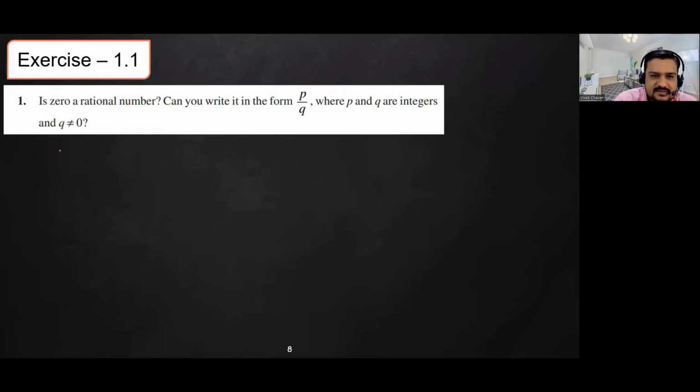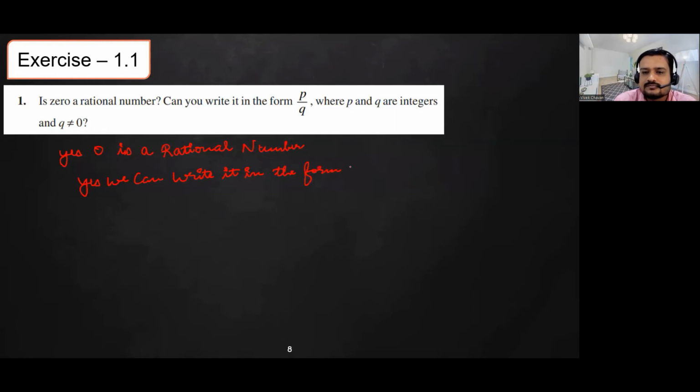So yes, what is the answer to this? Yes, 0 is a rational number. Now, can you write it in the form of P by Q? Yes, we can write it in the form of P by Q. Okay, so we'll write it.